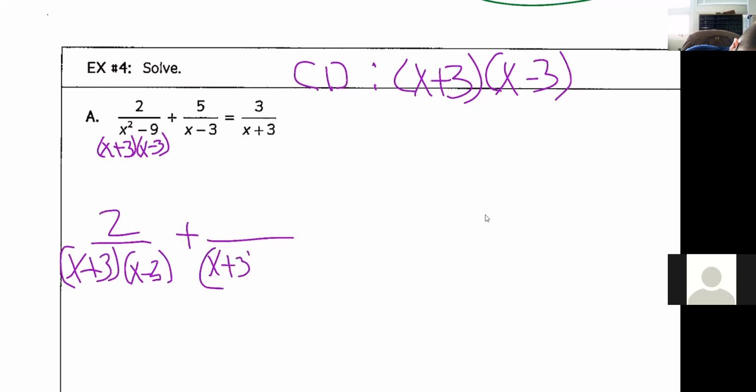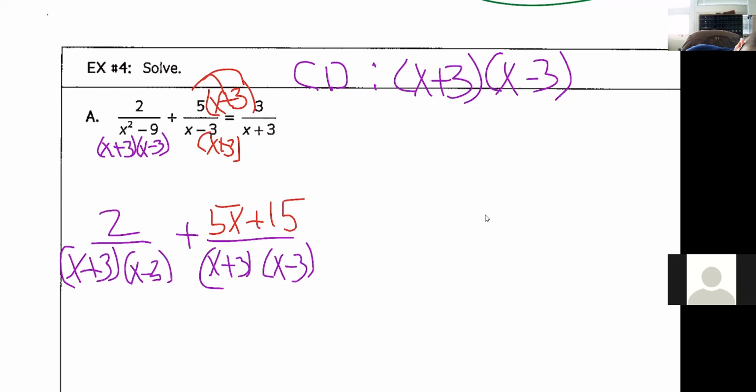If I'm trying to get this second fraction to have this common denominator, I need to multiply the bottom and the top by x plus 3. If you want, you could just distribute that to begin with. So if you distribute that 5, that would be 5x plus 15. And that's going to equal our last fraction.